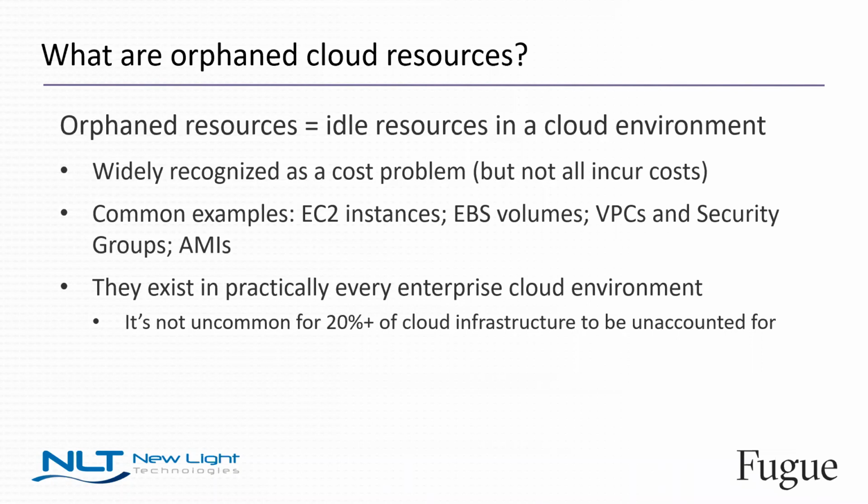The reason for that is it's really easy to build lots of stuff on cloud, and it's really easy for that to get out of control. Among those thousands or tens of thousands or hundreds of thousands of resources are often some of these orphaned resources. In my experience, it's not uncommon for even 20% or more of cloud infrastructure to be in an unknown state. Are we even using this? And that connotes an orphaned status. Let's go to the next slide.